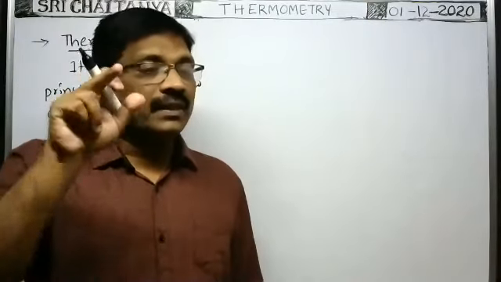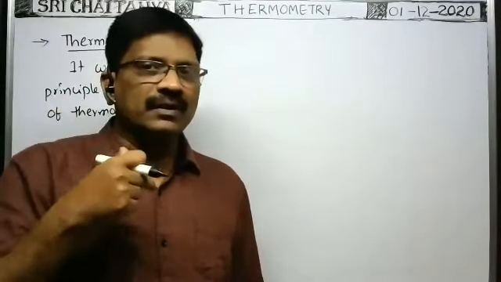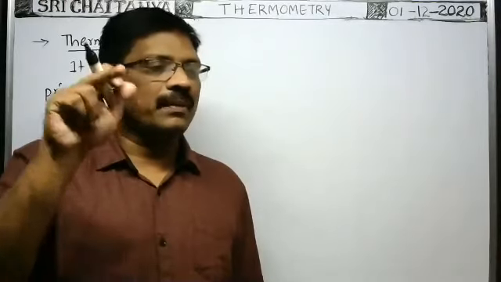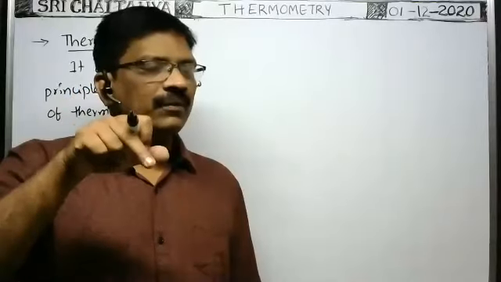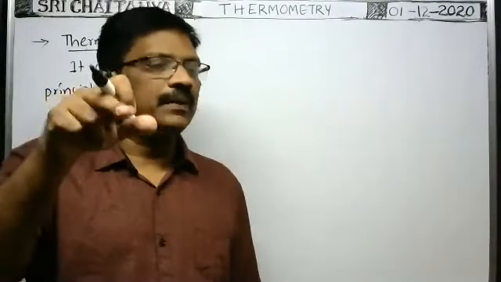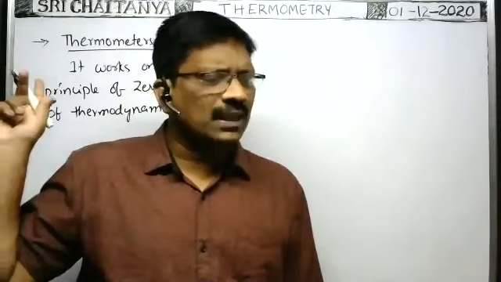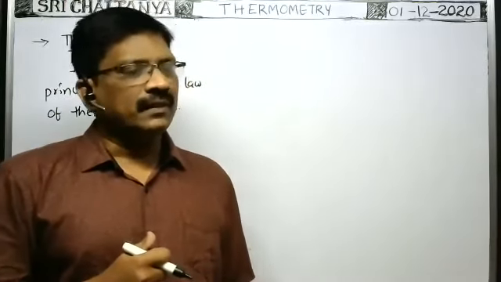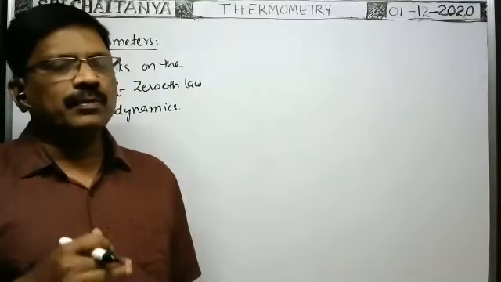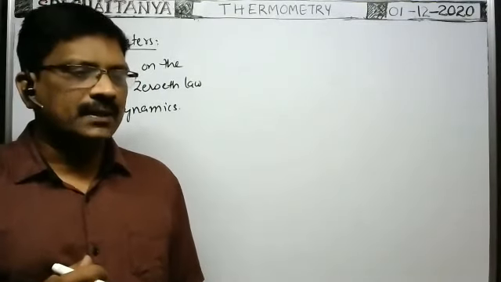But that mercury is in thermal equilibrium with our body, no? That's why the temperature of our body is also the same as that of the mercury. Because of the zeroth law of thermodynamics only, we are able to say what the temperature of our body is. That's why the thermometer works on the principle of the zeroth law of thermodynamics.